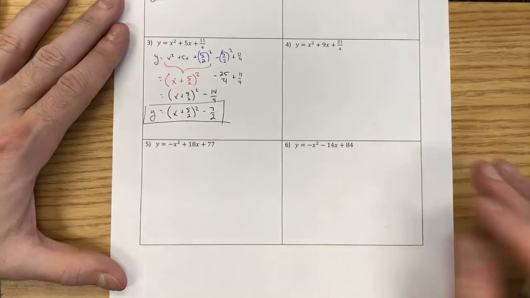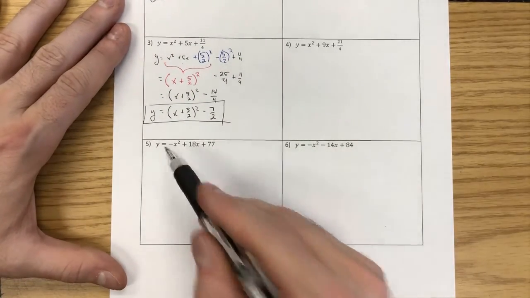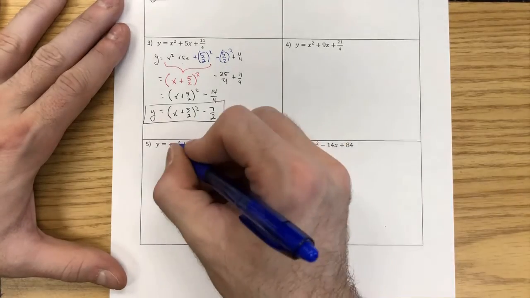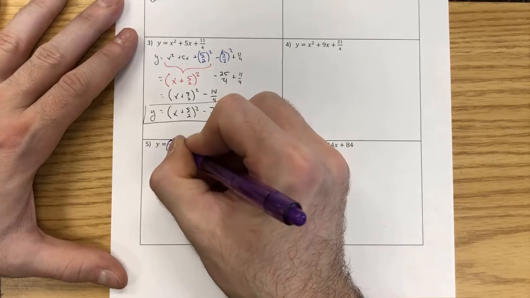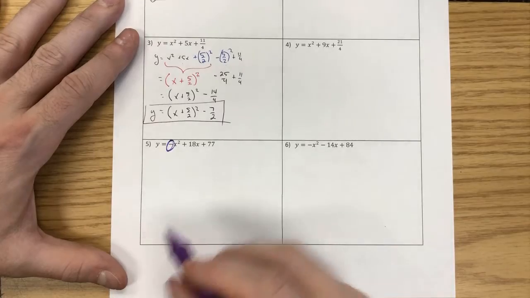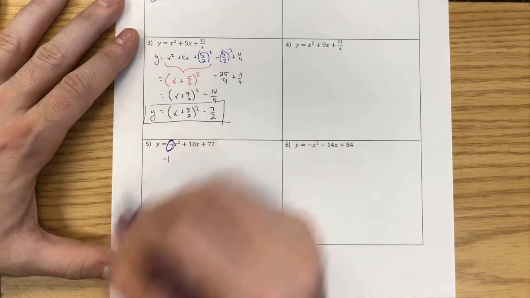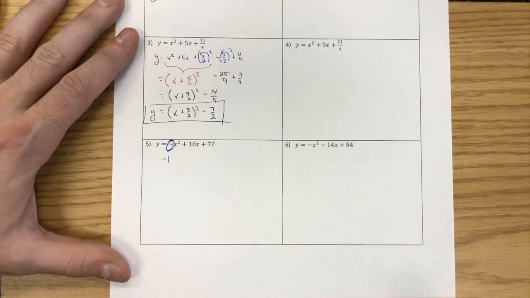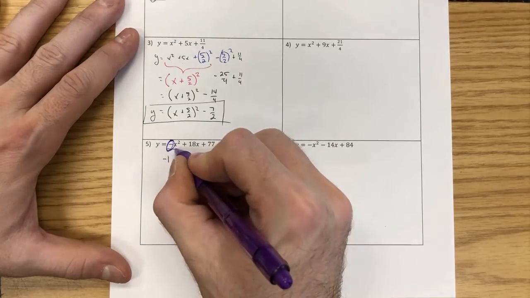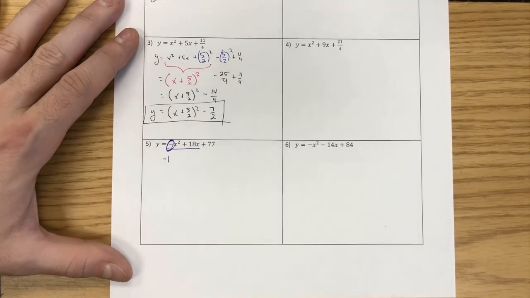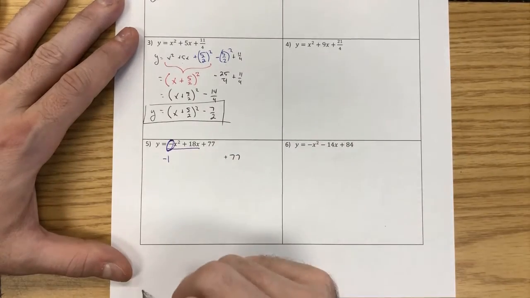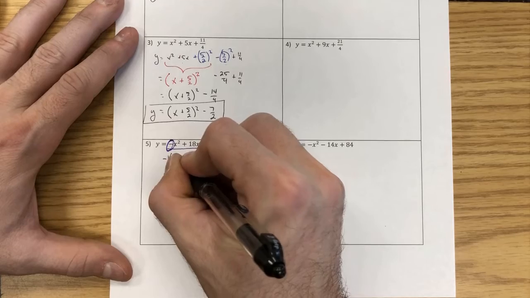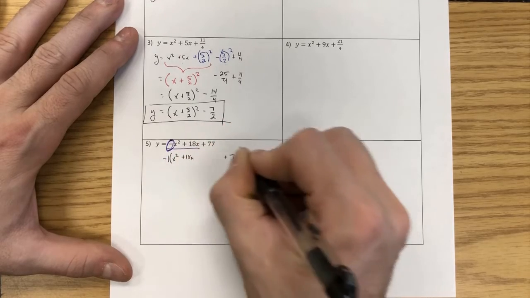So the big question of what we're dealing with today is, what happens if I have something out here? How do I deal with that? Well, actually, let me pick a different color. I'm going to pick purple. I just pull out a negative 1. I'm only going to pull a negative 1 out of the first two terms. I am, just like before, going to throw my 77 way over here, but it's going to give me some room for my x squared plus 18x.